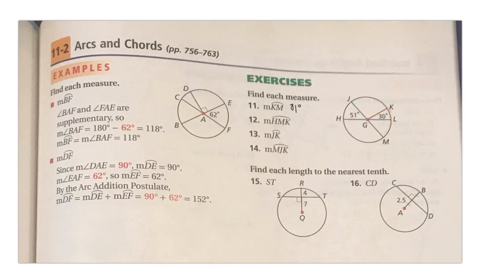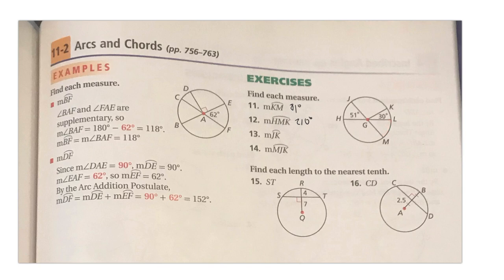Look at problem number 12, HMK. Okay, so you're being tested on the ability to know that this arc measure is 180. So this whole HMK arc is going to be the 180 plus the extra 30, which is 210. Okay, so that's that.